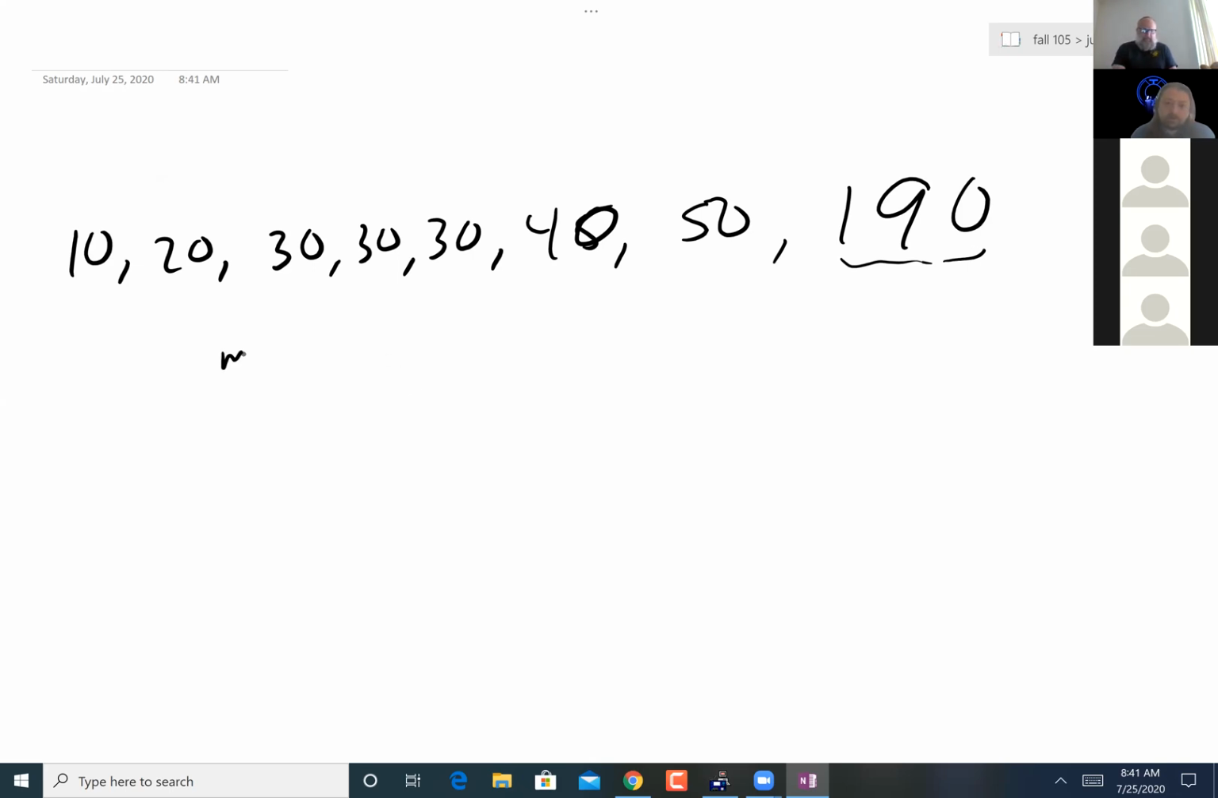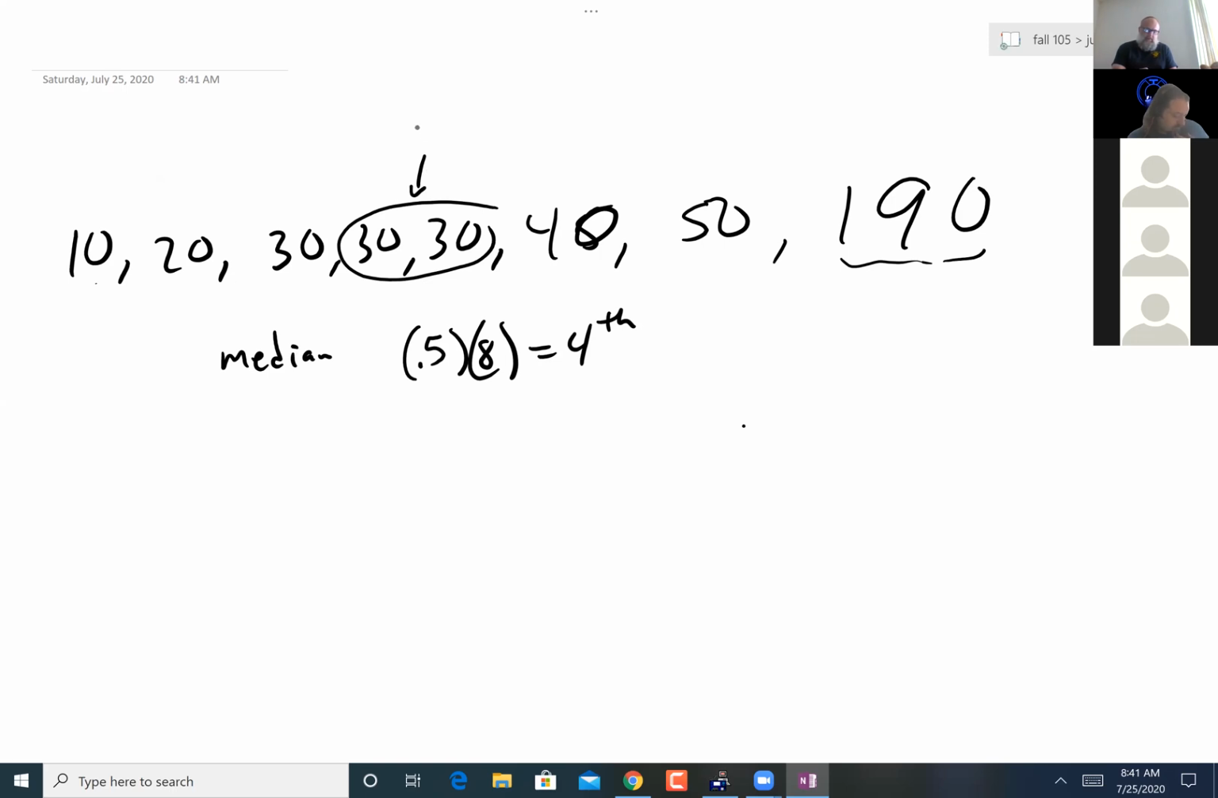Well, the median, of course, is the 50th percentile. 1, 2, 3, 4, 5, 6, 7, 8. So 0.5 times 8 is 4. So I'm going to take the 4th term and the 5th term and average them. 1, 2, 3, 4, 5. The median is 30. Okay, that's the median.